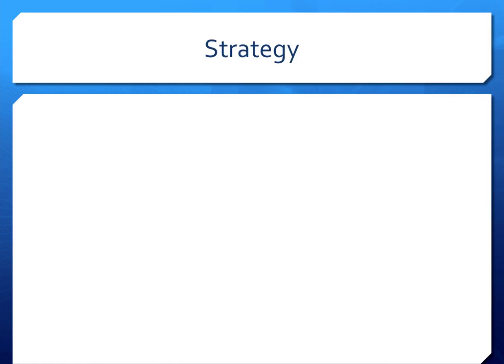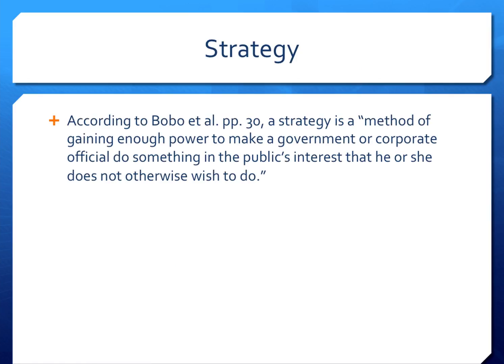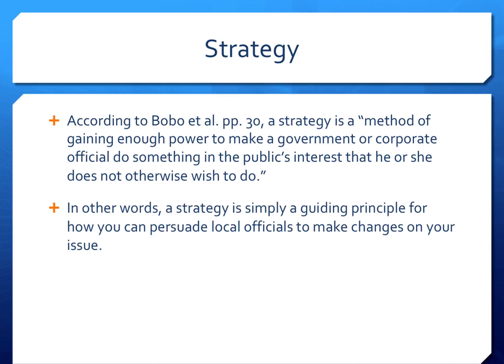Strategy. According to Bobo et al., page 30, a strategy is a, quote, method of gaining enough power to make a government or corporate official do something in the public's interest that he or she does not otherwise wish to do, end quote. In other words, a strategy is simply a guiding principle for how you can persuade local officials to make changes on your issue.